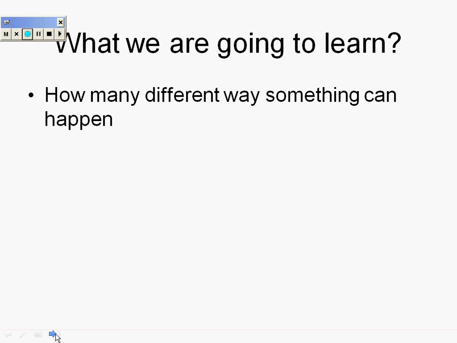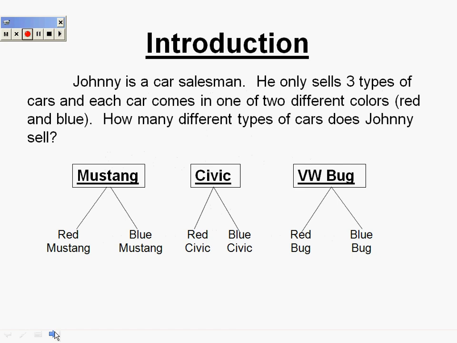So basically, we're going to be looking at how many different ways something can happen. All right, you don't need to write this, but I just thought I'd give you a little story problem here to kind of put it into some context for you. It says, Johnny is a car salesman. He only sells 3 types of cars, and each car comes in one of 2 different colors. Now, obviously, nobody sells cars like that, but just to make it easier, we're going to talk about it like that. So he sells 3 types of cars, and each one comes in 2 different colors. So how many possible cars could you get?